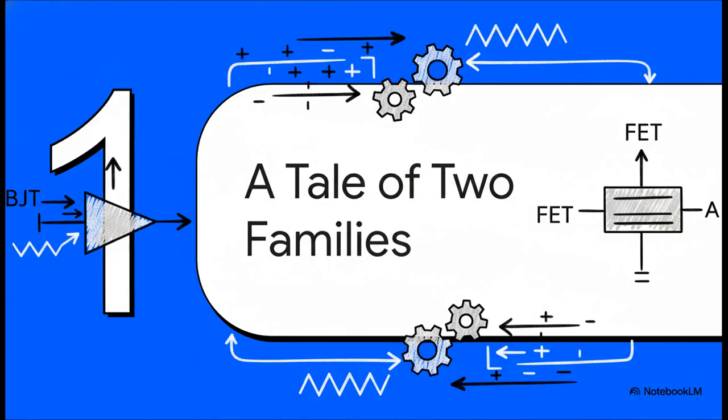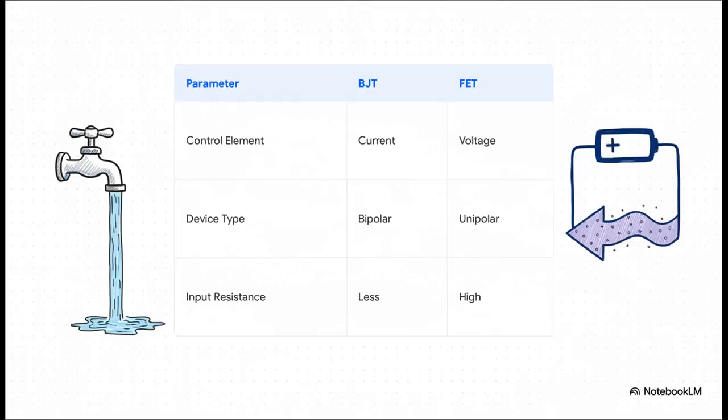Okay, so in the world of transistors, there are really two big families. Now, you've probably already spent some time with the BJT, the bipolar junction transistor. Well, today, we're meeting its cousin, the FET, the field effect transistor. Now, they both do a similar job. They both control current, but the way they go about it is completely different. And this right here, this is the core difference, the most important thing to get.